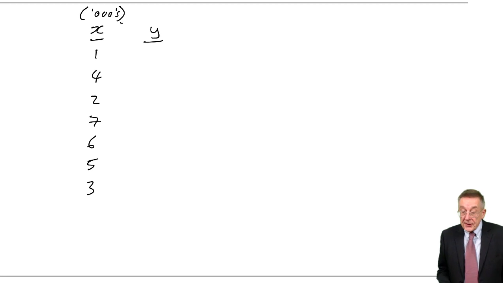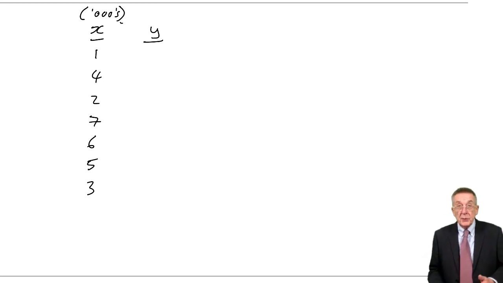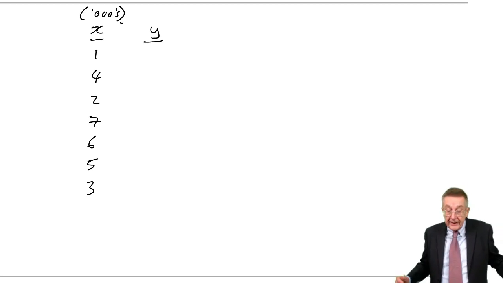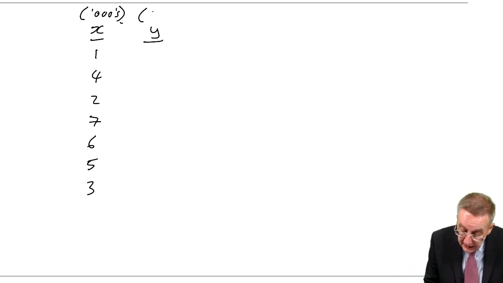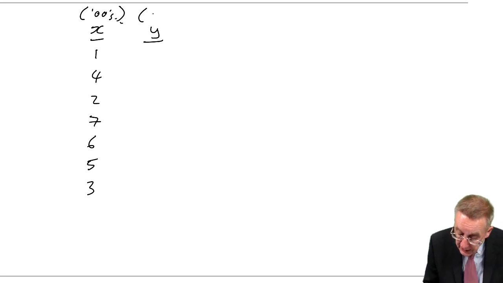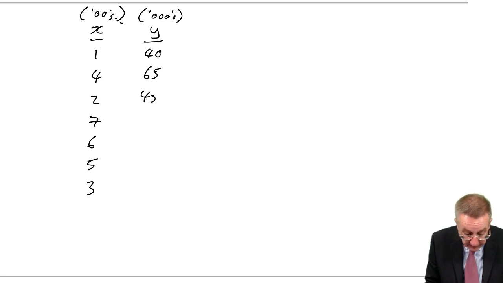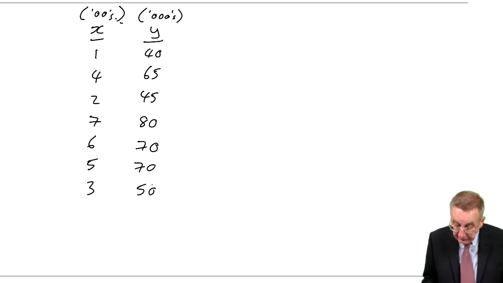And similarly, the cost, note it says at the top thousands, instead of writing 40,000, 65,000, having great big numbers, sorry, that one was in hundreds, I put one too many zeros. Hundreds. This one is going to be in thousands. So 40, 65, 45, 80, 70, 70, 50.